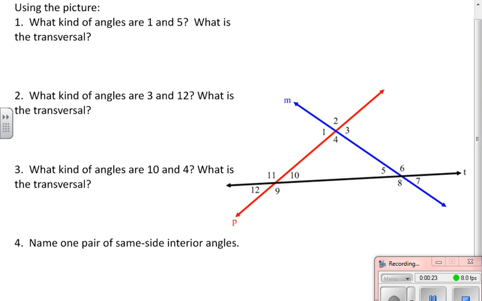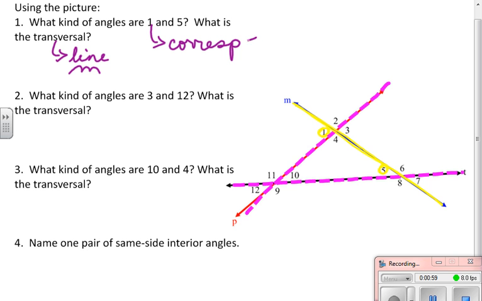Angles 1 and 5. Here is 1, here is 5. So how are they formed? Well, here's my intersecting line, here's an intersecting line, and it appears that the blue line M is acting like my transversal. So in relation to that, what kind of angles are 1 and 5? My transversal is line M. Well, they both are above and to the left, so that means they are corresponding. They are in the same position.